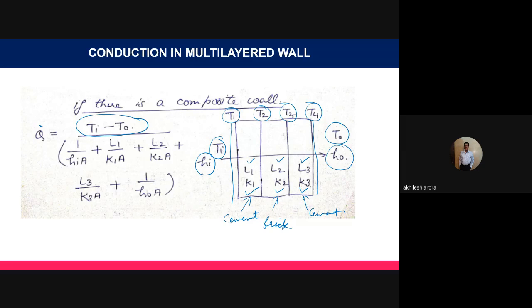And how many resistances are there? There are five resistances. First, this is the convection resistance, R convection 1. Then we have conduction resistance, R1 conduction, then R conduction 2, then R conduction 3, and then we have the convection resistance, R convection, outside. This is inside. Okay, so the values are known to us.